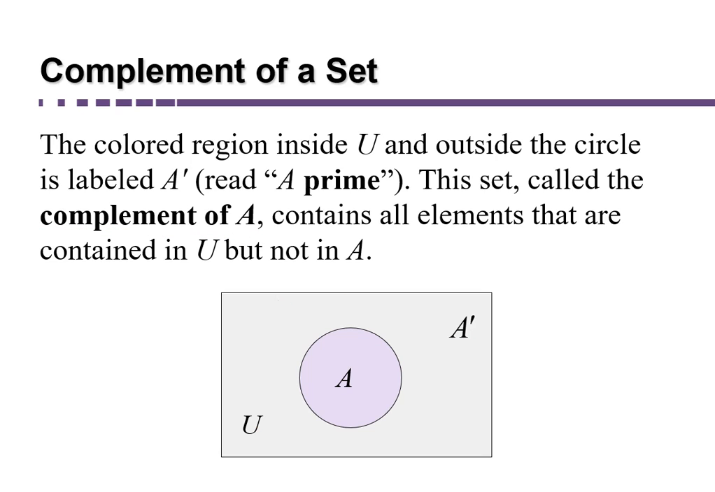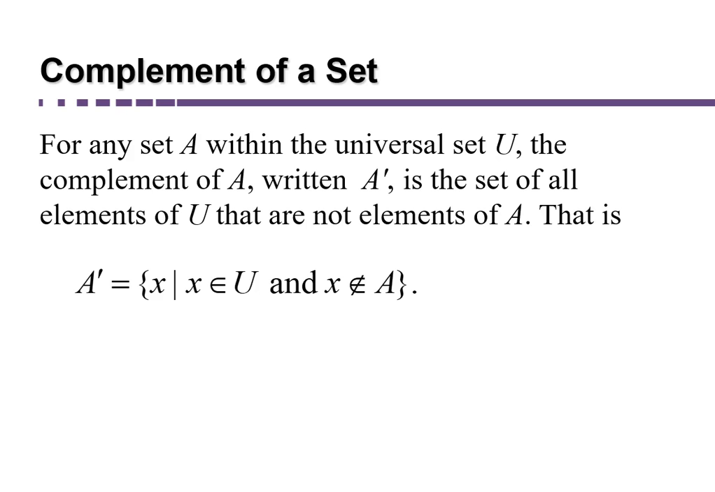Again, some important notes as we build vocabulary and go on to later set operations where it gets a little more challenging. Now, here's how it's written, by the way. For any set A within the universal set U, the complement of A is written A complement. It is the set of all elements of the universe that are not elements of A. We just illustrated that. So A complement, put in set builder notation: the set of all x such that x is an element of the universe, and x is not an element of A. Again, put this in your notes.